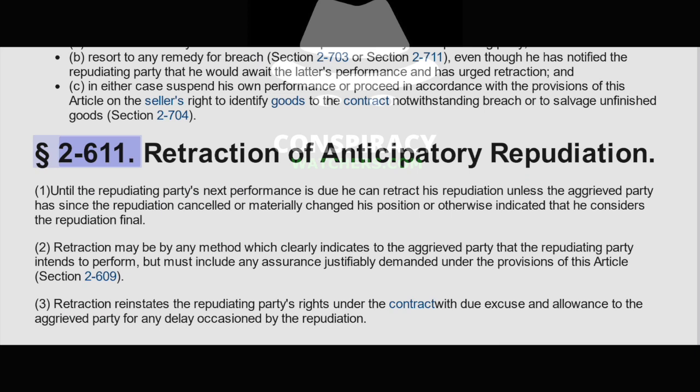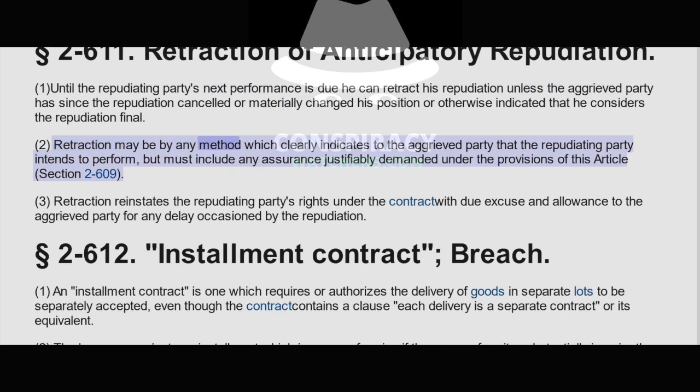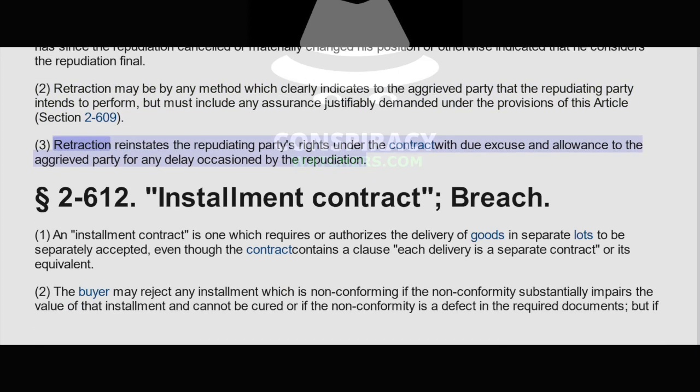Section 2-611. Retraction of anticipatory repudiation. Until the repudiating party's next performance is due, he can retract his repudiation unless the aggrieved party has since the repudiation cancelled or materially changed his position or otherwise indicated that he considers the repudiation final. Retraction may be by any method which clearly indicates to the aggrieved party that the repudiating party intends to perform, but must include any assurance justifiably demanded under the provisions of this article. Retraction reinstates the repudiating party's rights under the contract with due excuse and allowance to the aggrieved party for any delay occasioned by the repudiation.